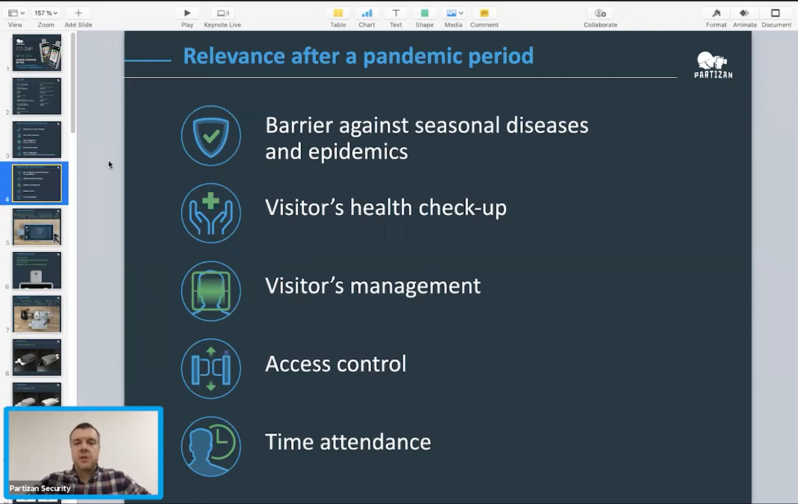Also, it's like a visitor's health checkup together with your workers. You can scan your visitors to make sure they are fine and at least healthy at the moment they are coming to you. On top of that, you can do some visitor management, because using our VMS, which is related to this device, you can also calculate how many people are inside and outside of the premises. I will show you how it works later on.